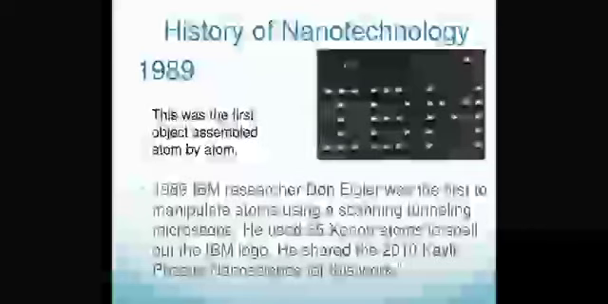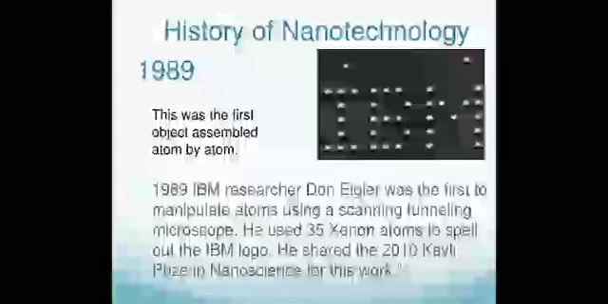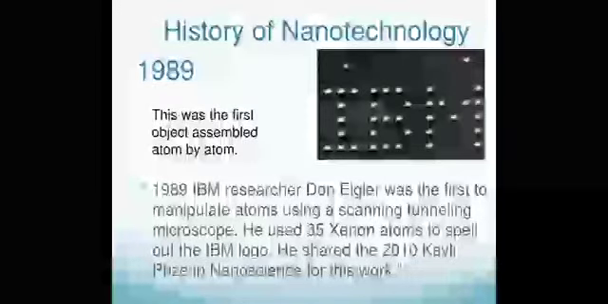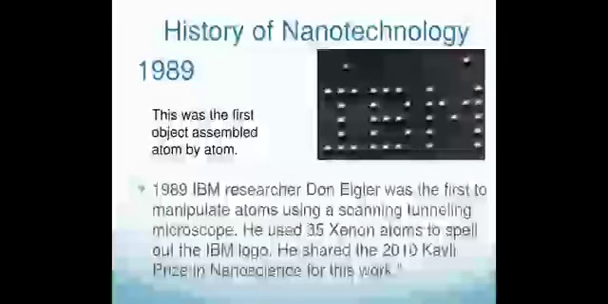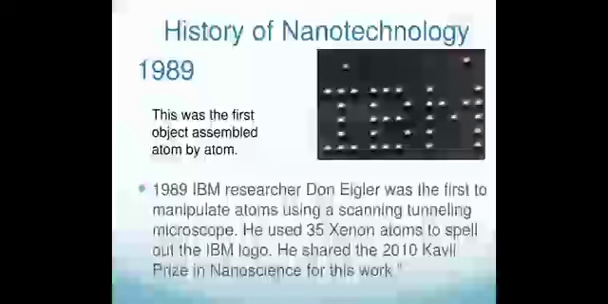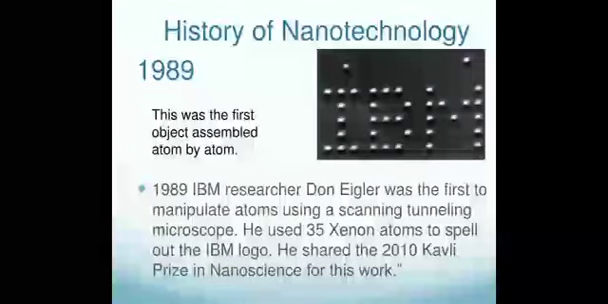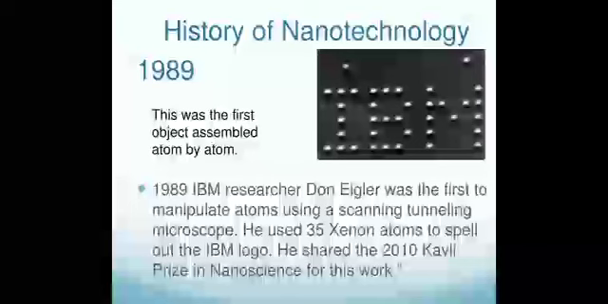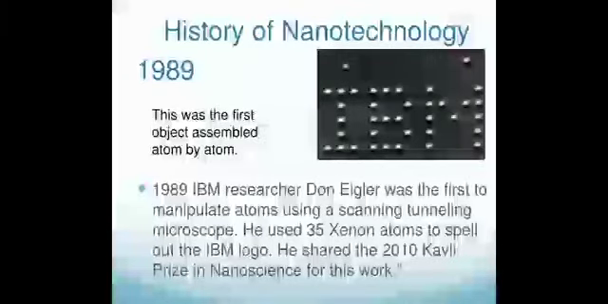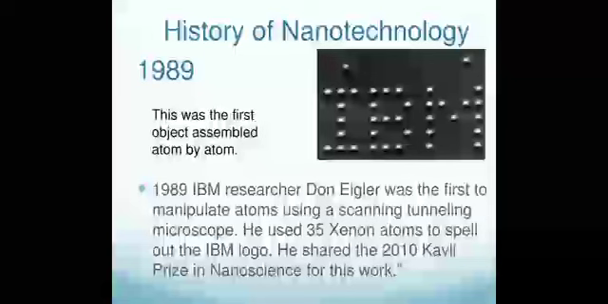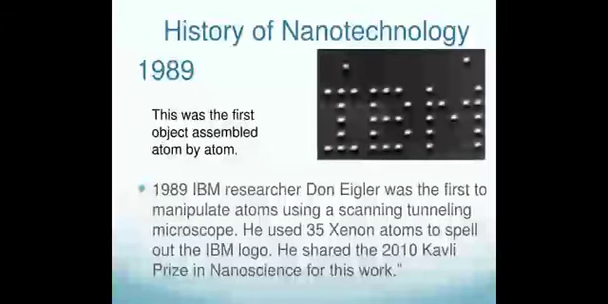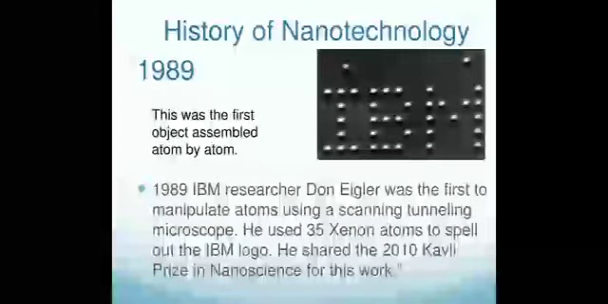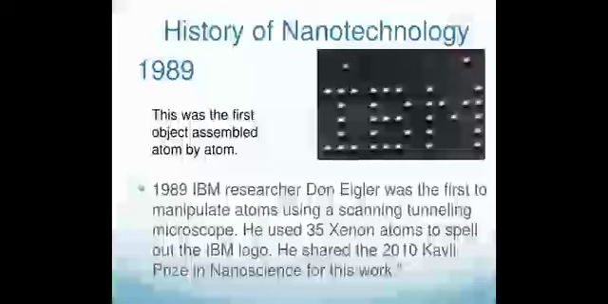Next, look at your screen, kaning IBM logo. This was the first object assembled atom by atom. Take note, atom by atom. So it is very lisod jud, no? Nga mag-assembled kag object nga atom by atom. No? In 1989, IBM researcher Don Eigler was the first to manipulate atoms using a scanning tunneling microscope. He used 35 xenon atoms to spell out the IBM logo. He shared the 2010 Kavli Prize in Nanoscience for this work. Now, no, si Don Eigler, he is the first one to manipulate that atom by atom na assembled that object.